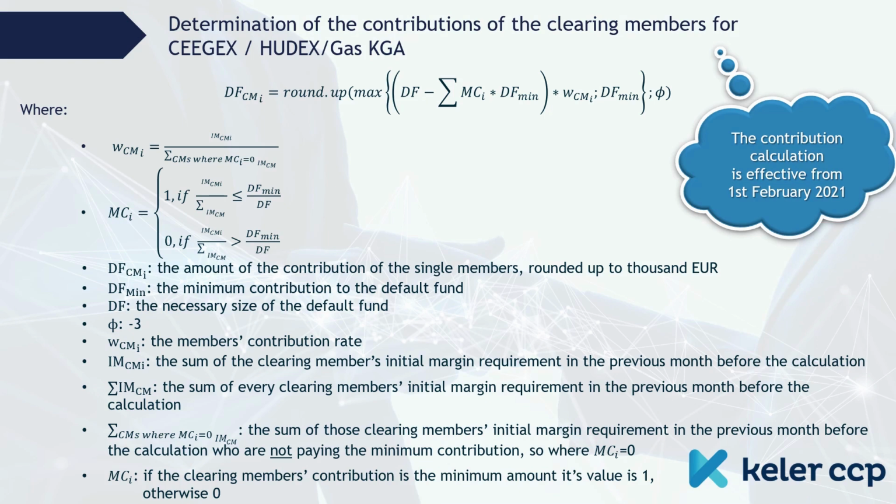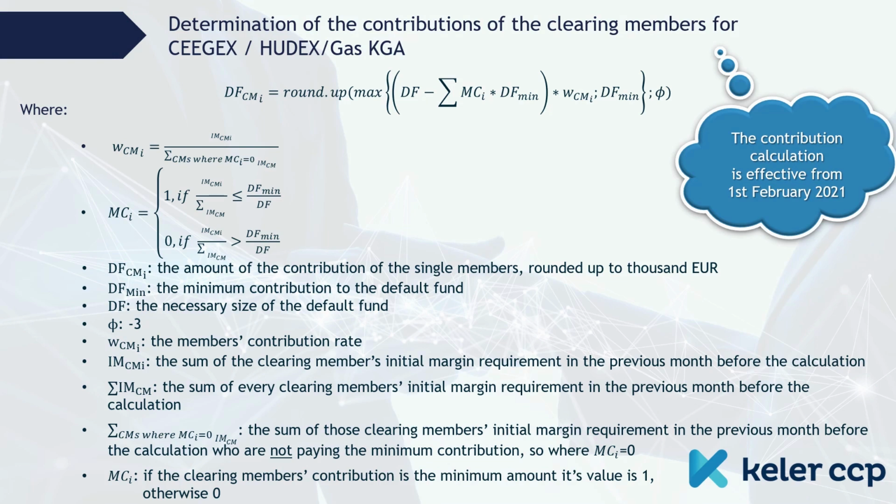With this new methodology, we avoid the oversizing of the default fund, and the result is a more fair contribution for every member. The update is related to the introduction of the MC parameter, which has two values, 1 or 0, and is calculated based on the initial margins, the default fund minimum contribution and the necessary size of the default fund. This MC parameter is multiplied with the minimum contribution to the default fund, and these are cumulated and extracted from the necessary size of the default fund.